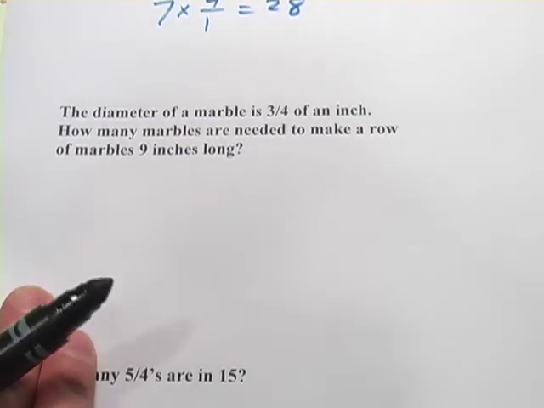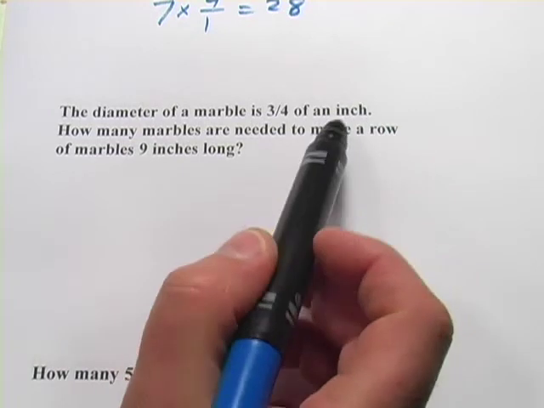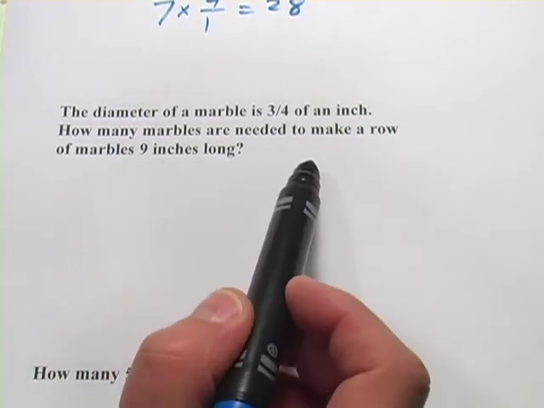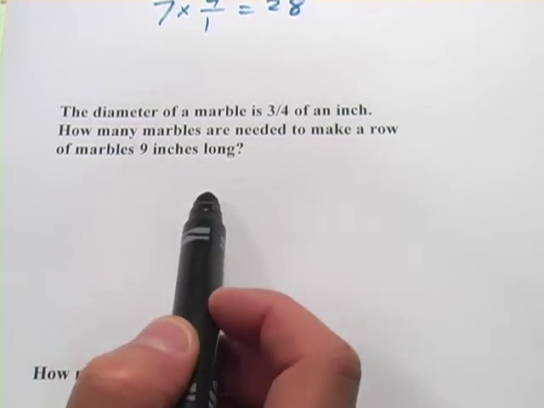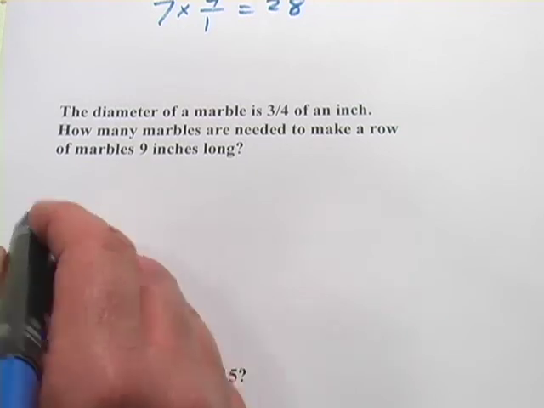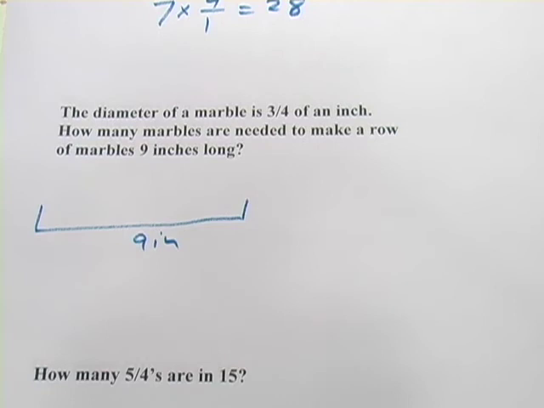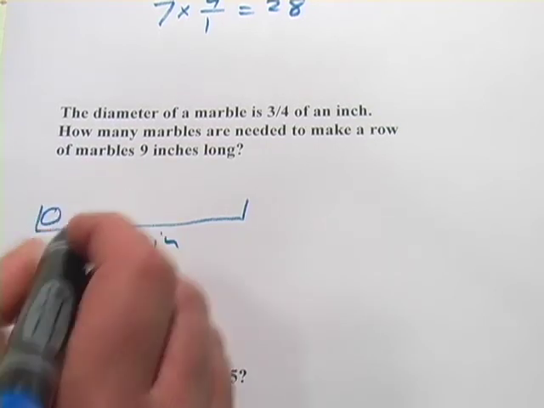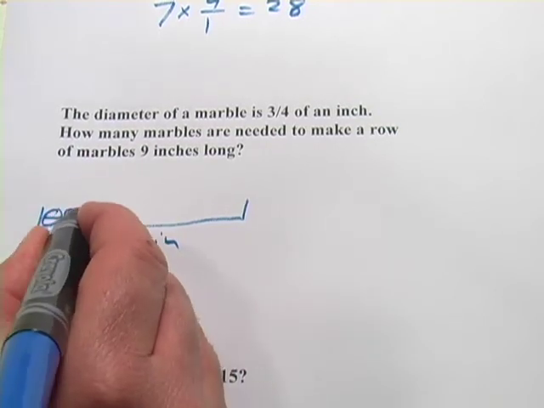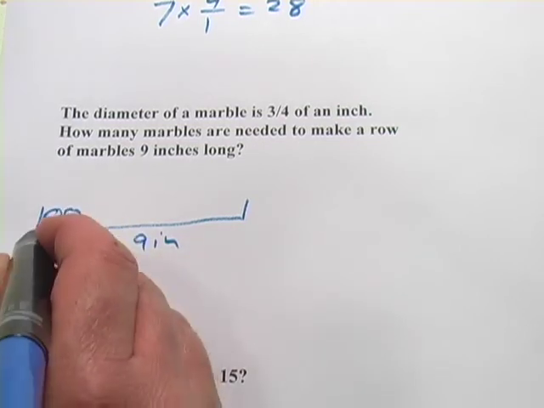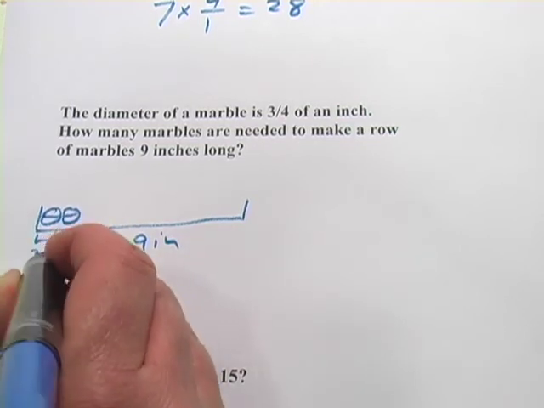This one says the diameter of a marble is 3/4 of an inch. How many marbles are needed to make a row of marbles 9 inches long? So that's a little tougher. So let's say you had some 9-inch space, and you've got marbles in here, and each of those marbles is 3/4 of an inch. So from here to here is 3/4 of an inch.